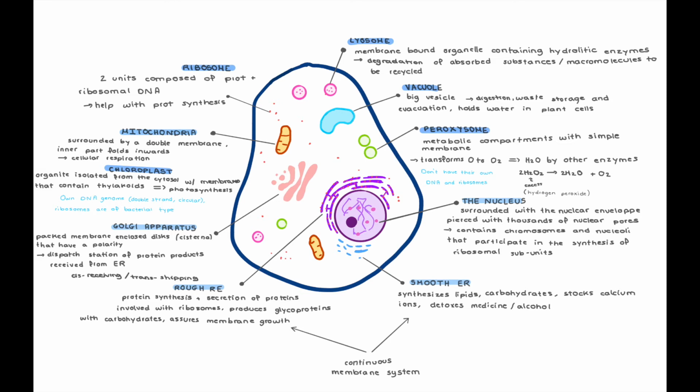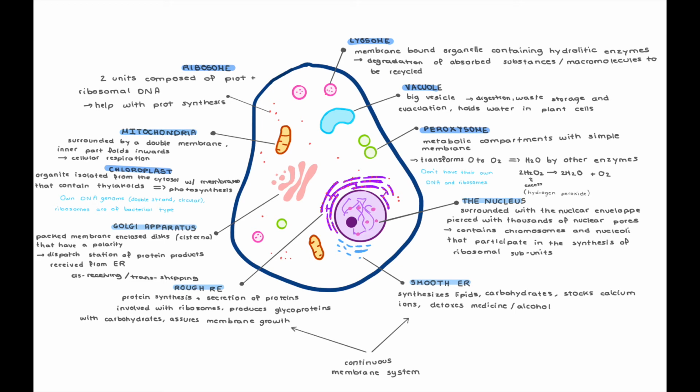Next up, another really important compartment is the Golgi apparatus. It is formed by packed membrane-enclosed discs that we're going to call cisternae that have a polarity, so plus and minus. You can kind of see it as a dispatch station of protein products that were received from the ER. So it's kind of like the post office of the cell. Some people like to call it that. I told you it has a polarity. The cis end is going to be for receiving and the trans is going to be for shipping.